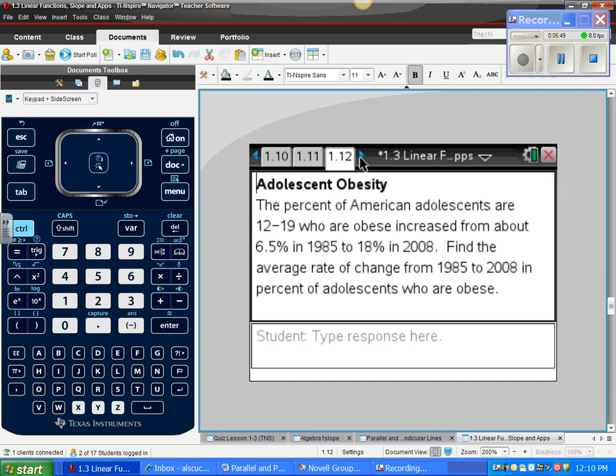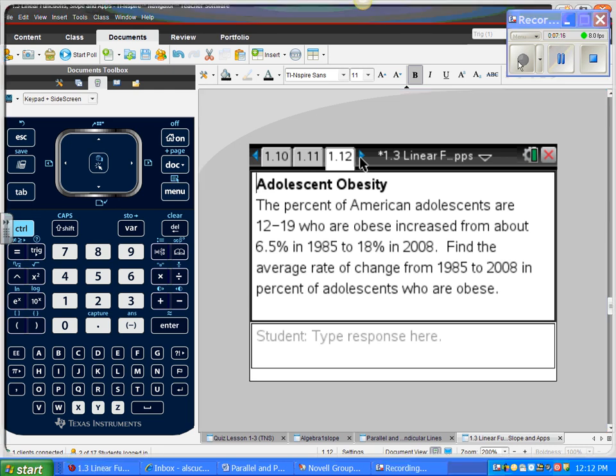Okay. Adolescent obesity. The percent of American adolescents who are 12 to 19 who are obese increased from about 6.5% in 1985 to 18% in 2008. Find the average rate of change from 1985 to 2008 in percent of adolescents who are obese.